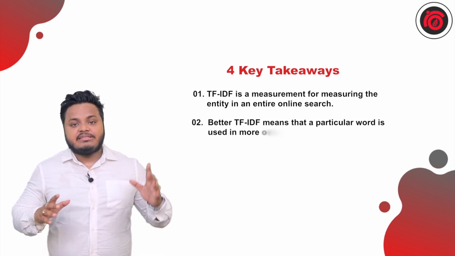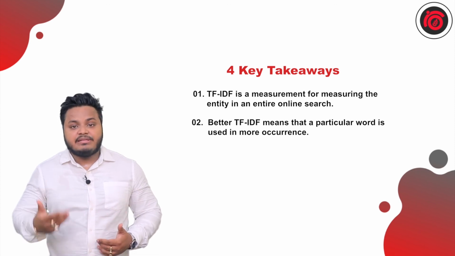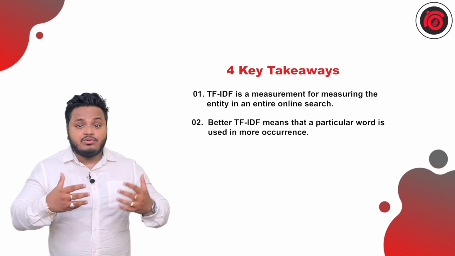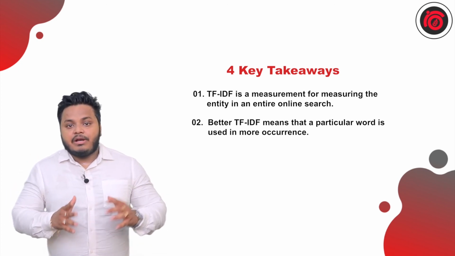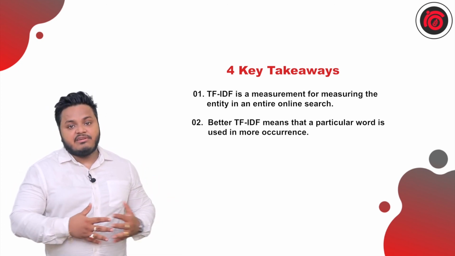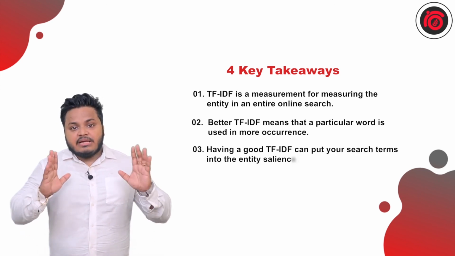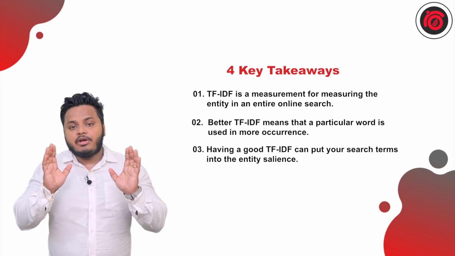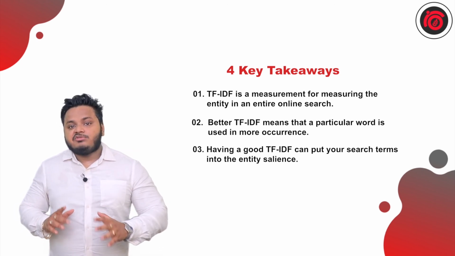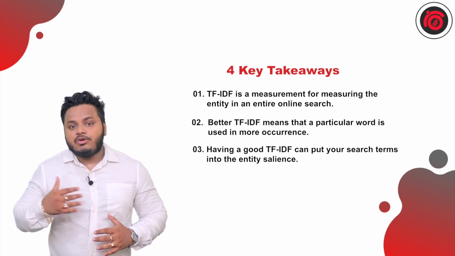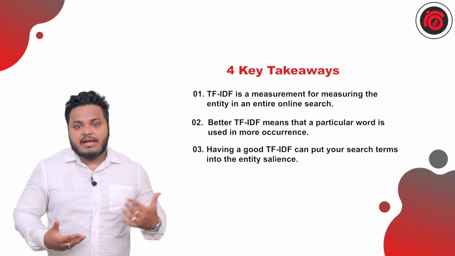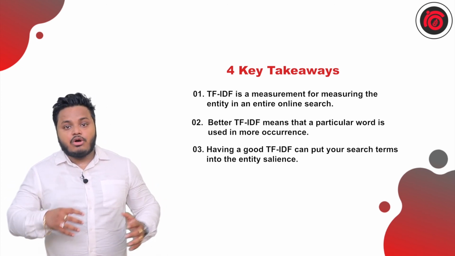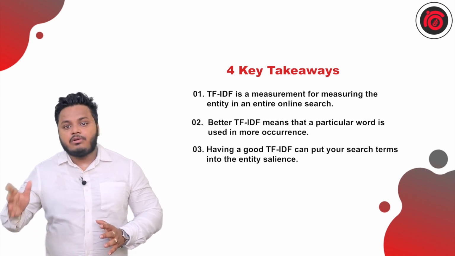The second important thing is, having a better TF-IDF means that a particular word is way more famous, or is used more often than a particular word which might have a lower TF-IDF. The third point is having a good TF-IDF can put your search term into the entity salience, which means that the term can be used by Google to understand more context behind it, like which topic that keyword is linked with, or which relationship set it is linked with.